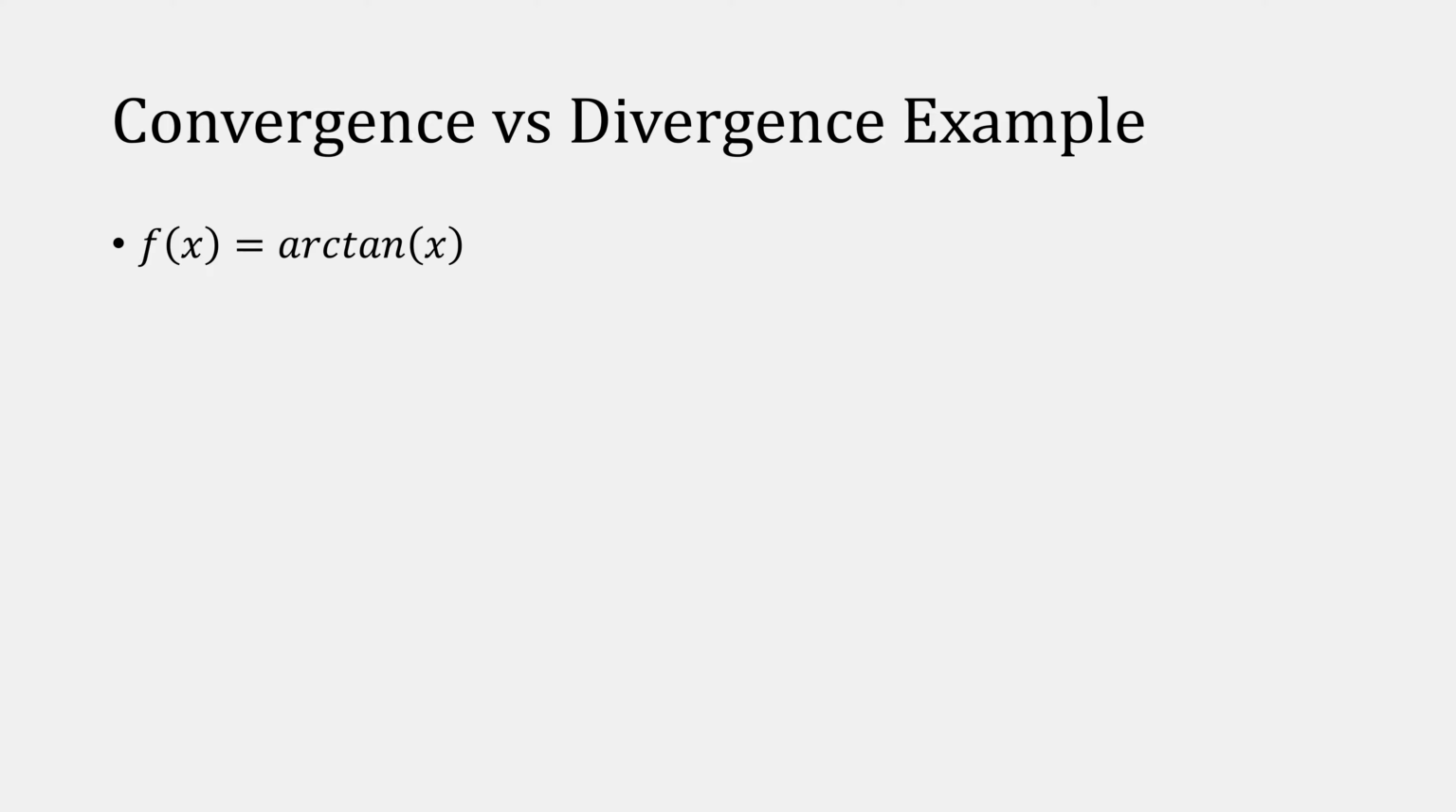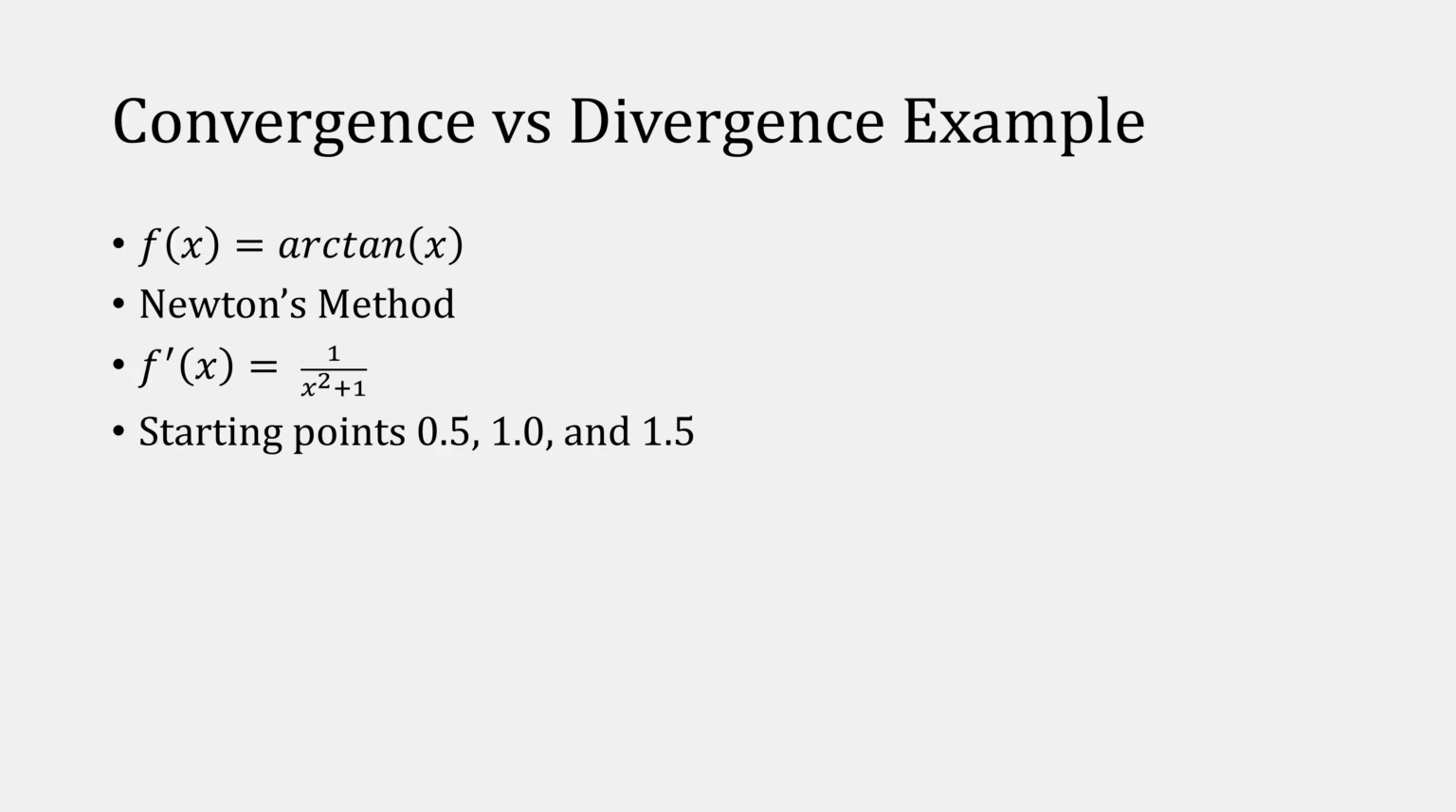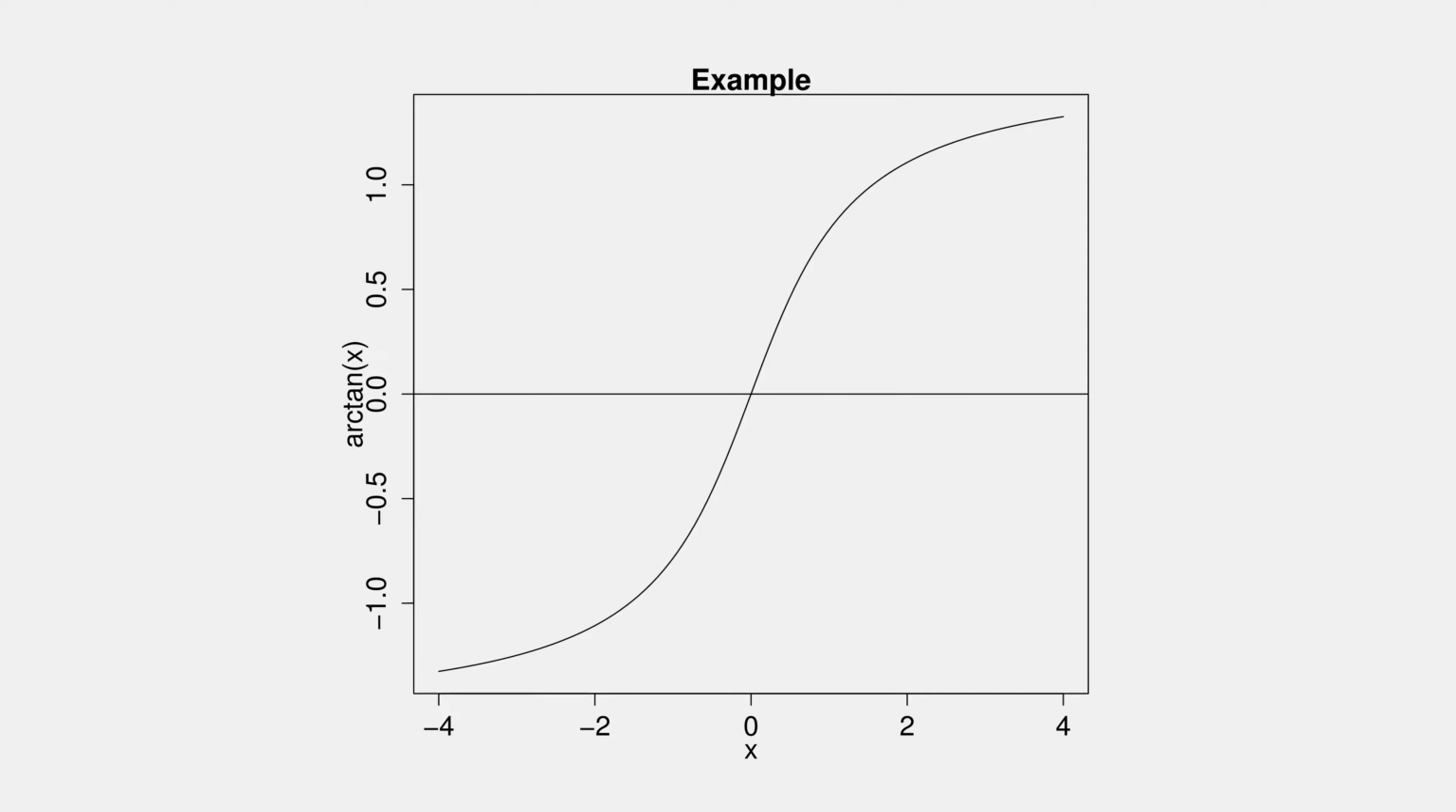For this function we'll use the arctangent, and the approach we'll use to find the root is Newton's method, which means we also need the derivative. In this case, it's 1 over x squared plus 1. We'll start from 3 points: the value of 0.5, the value of 1, and the value of 1.5. Here's what the arctangent looks like, and the root is clearly 0, but that's not really what we're looking for. We want to find the interval of convergence.